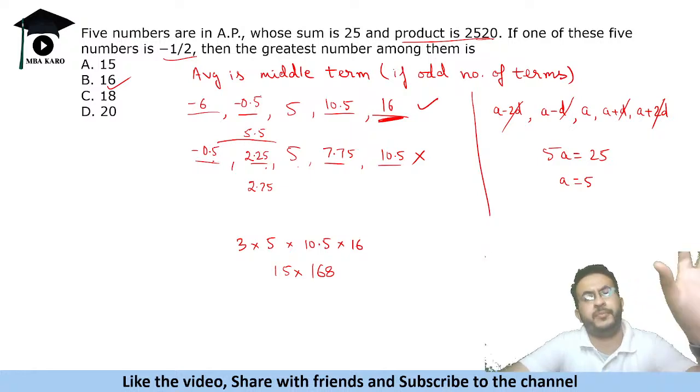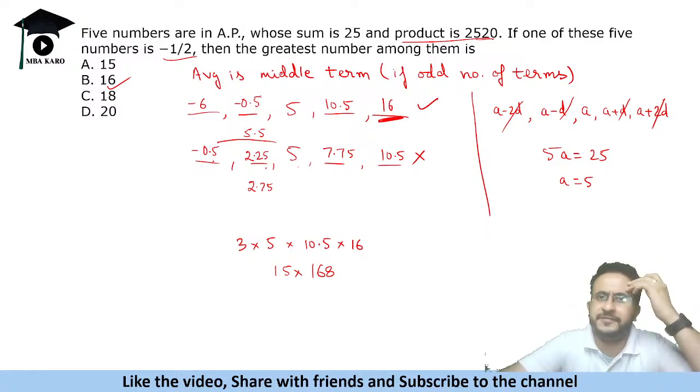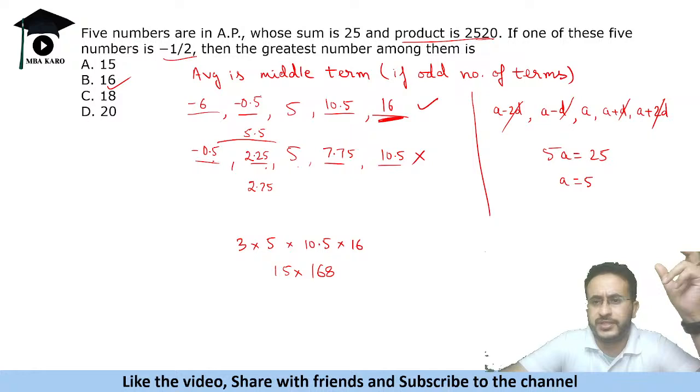Okay, so the basic property of arithmetic progression is that if the sum is given to us, the average is the middle term. And then there were just two cases, one was easily eliminated.